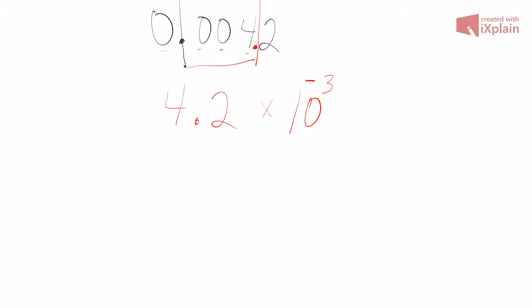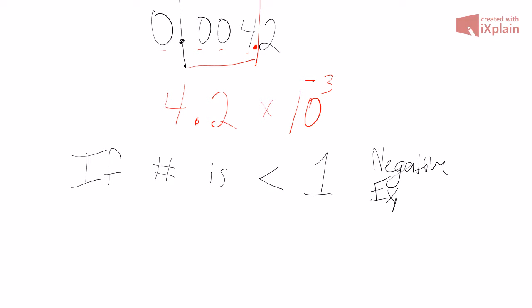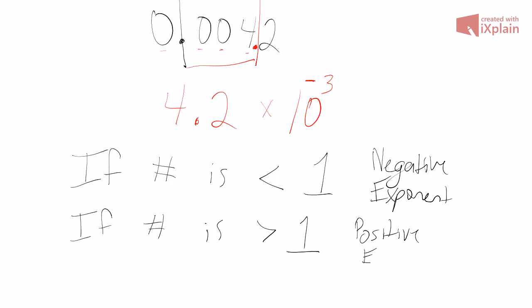So if the number is less than 1, then you need a negative exponent. Okay, and then if the number is greater than 1, you need a positive exponent. Okay, so hopefully this will help you convert numbers into scientific notation.